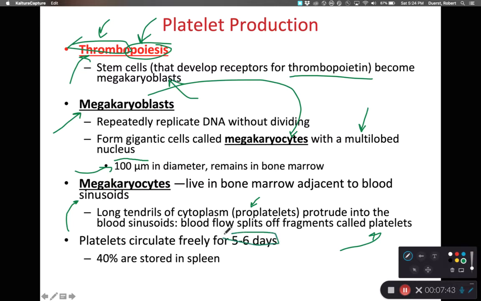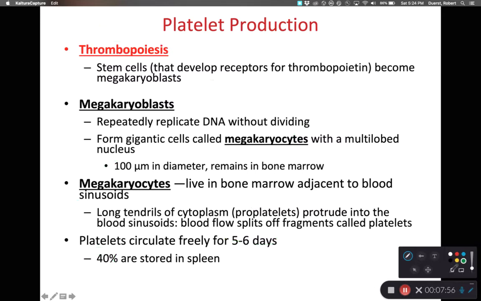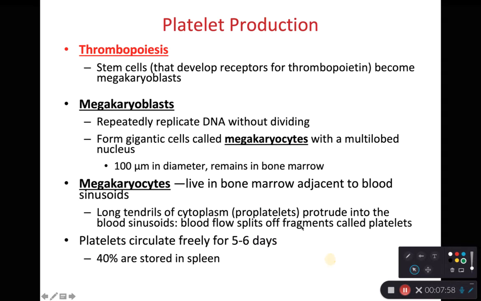And those platelets typically last for 5 to 6 days, and most of our platelets are going to be stored in our spleen. We have a reserve of platelets. So I shouldn't say most, I would just say a good fraction, a high proportion of our platelets are stored in our spleen, and they act in reserve for us.